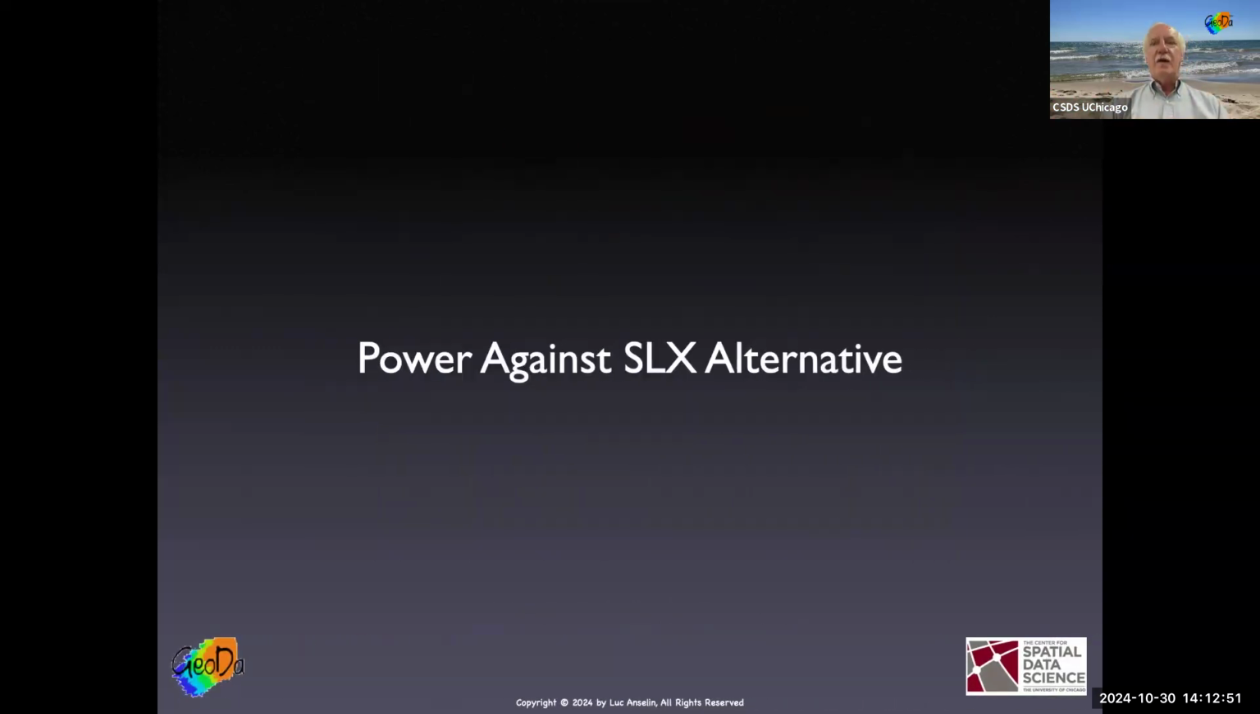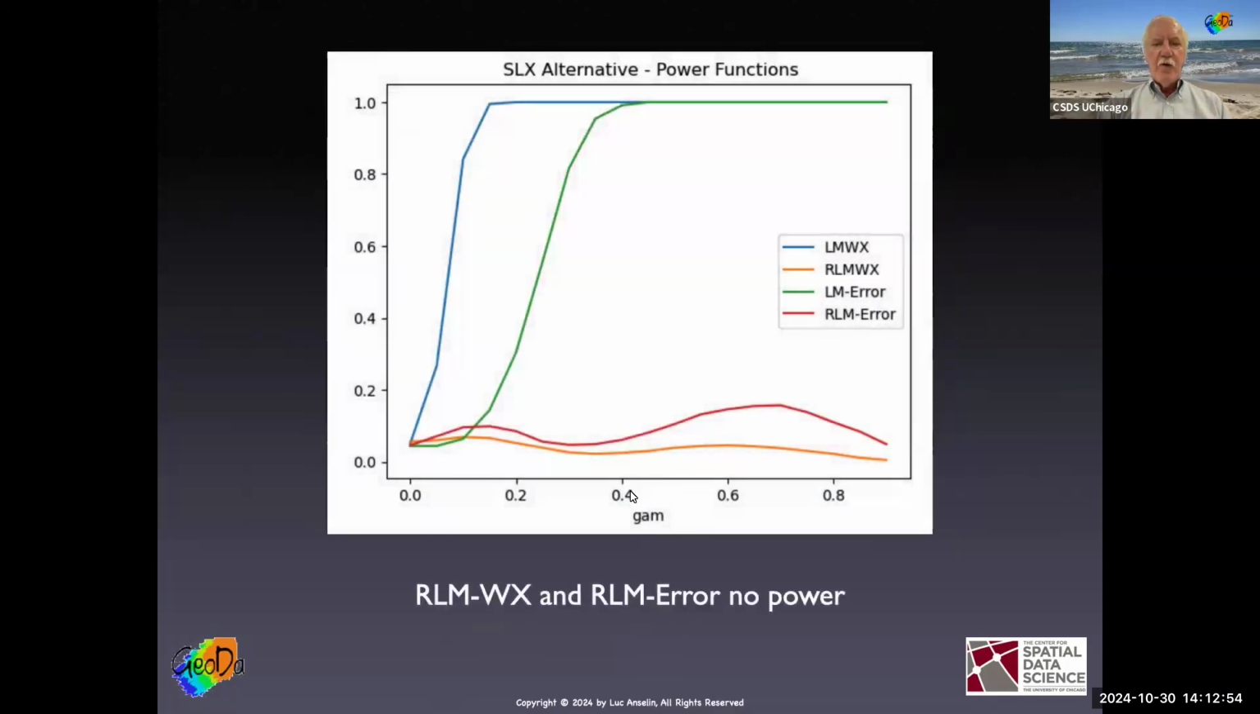And then the last one is the SLX alternative. So now we have gamma on the bottom horizontal axis. The LMWX has good power. The robust one has none, which is not good. Okay, that was a surprise. So either I did something wrong or there's something funky going on there. But I've seen this in empirical results as well. And then the error test has some power, but the robust form does not. So that's good.